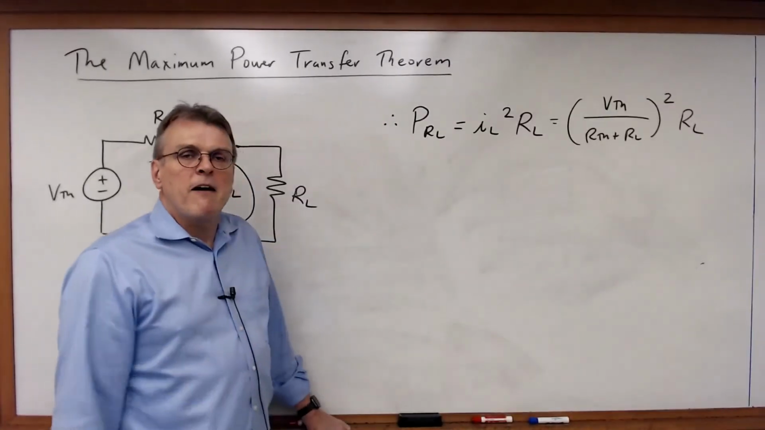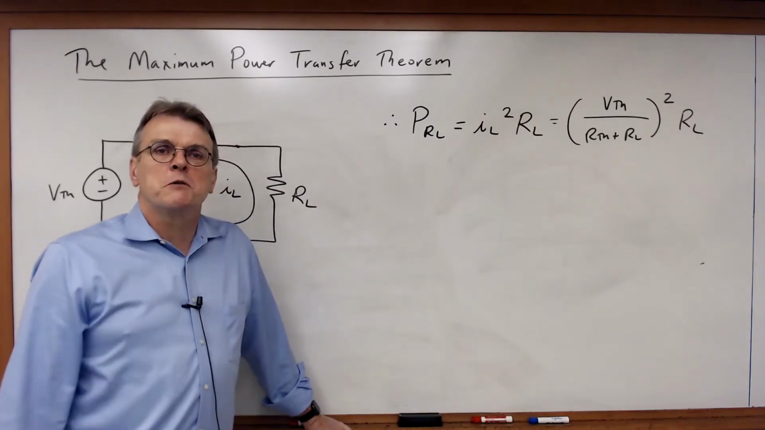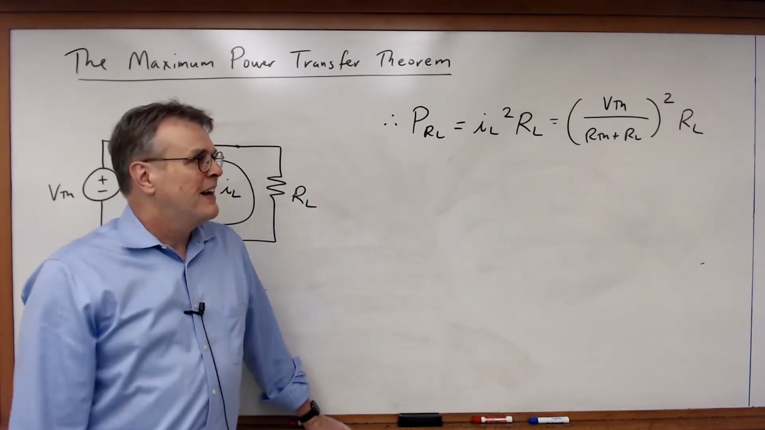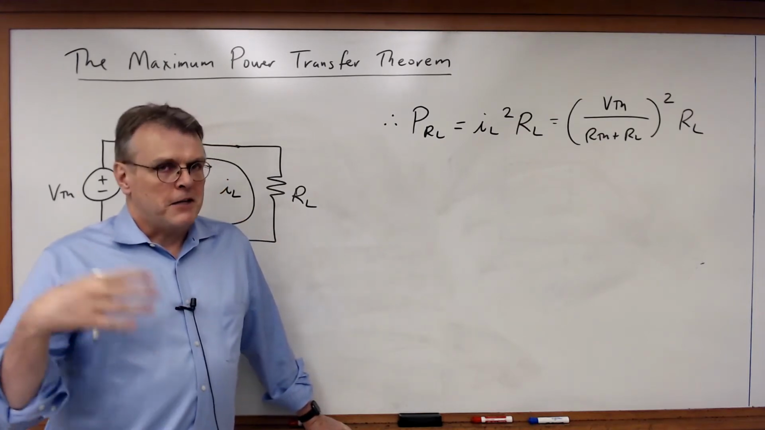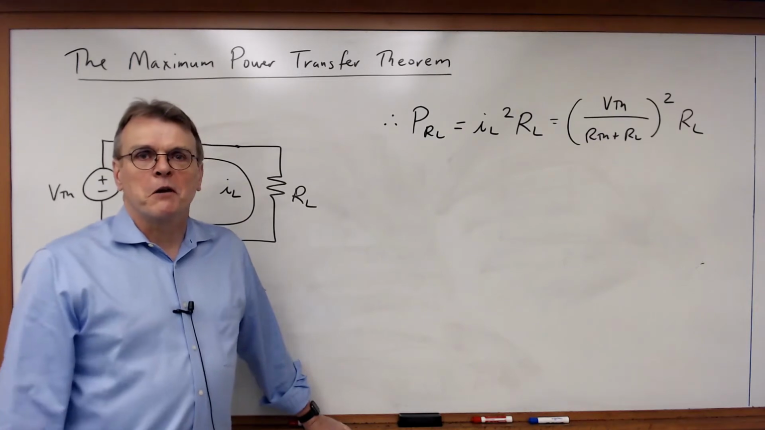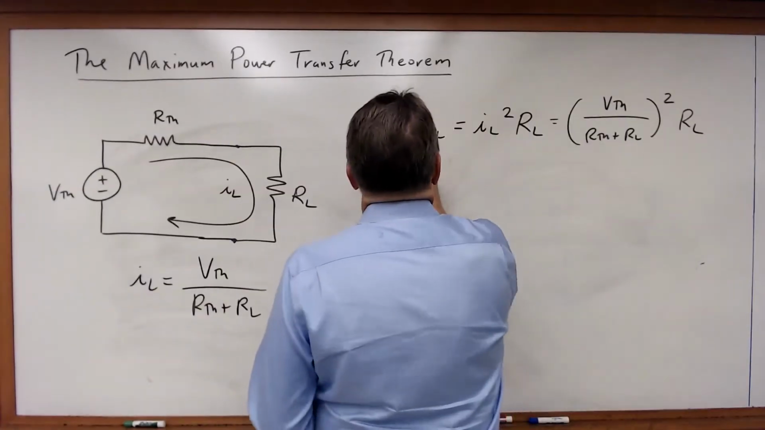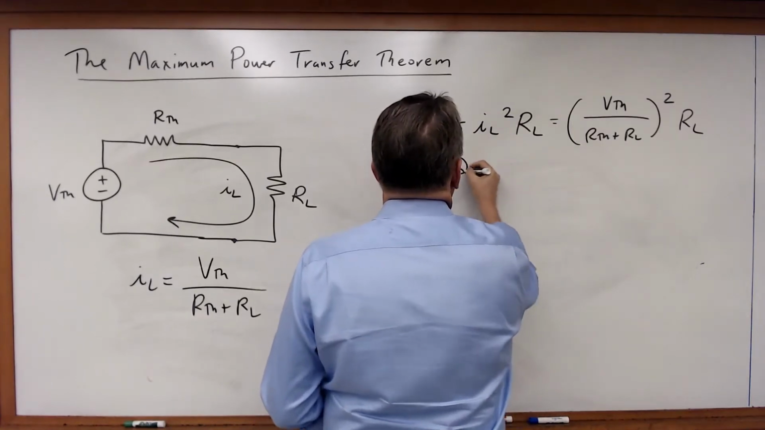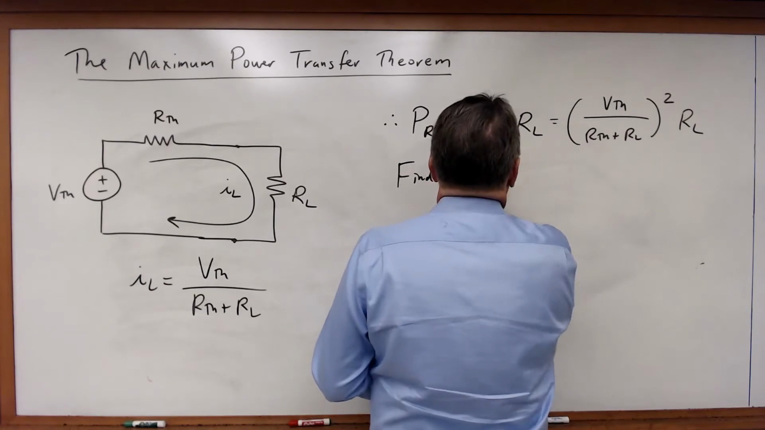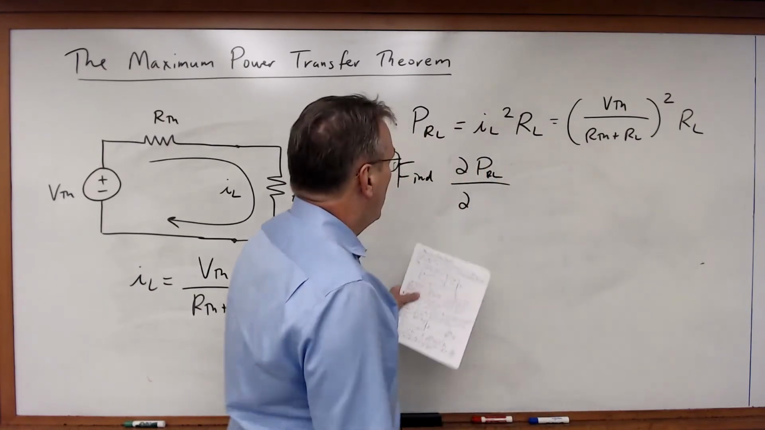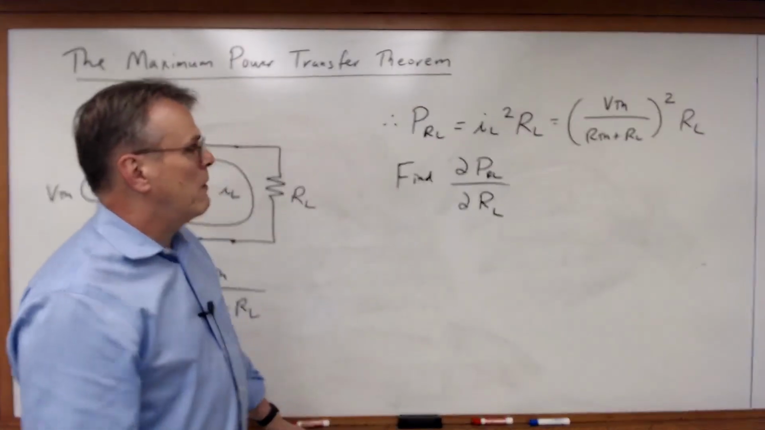But now I need to find the maximum value. And how do we do that? Well, you've learned this if you took a calculus course, right? How do you find the maxima or minima of a particular function? You take the derivative and then you set it equal to 0. And that's exactly what we're going to do here. We're going to find the derivative of PRL with respect to RL.